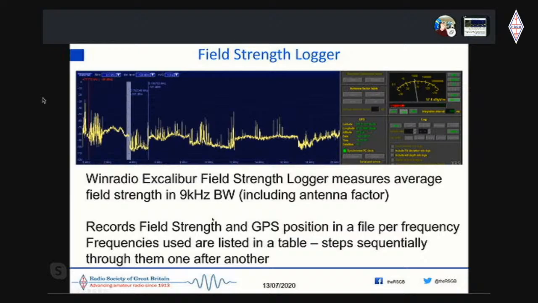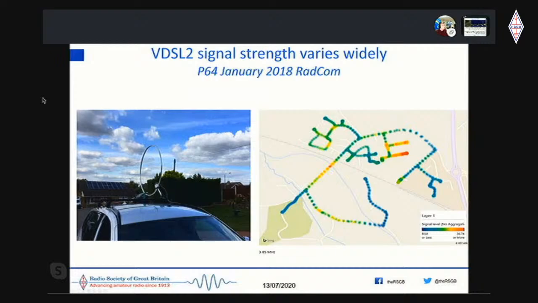So we fitted this whole system into a car and drove around, and we reported this in the January 2018 RADCOM. And here you can see the loop on the top of a car. Everything else is running on batteries inside the car. And we basically drove around, recorded all the readings at each frequency. This one's at 3.85 megs. And then imported it into Excel and produced a heat map against the positions.